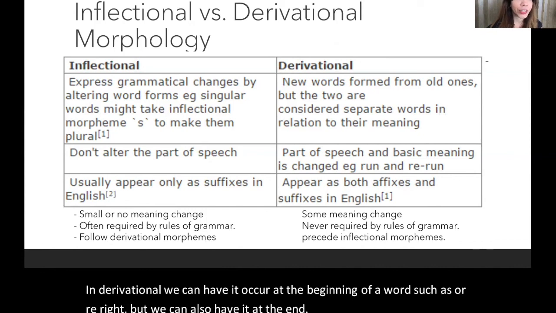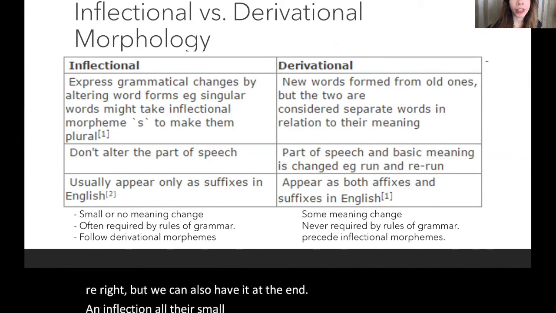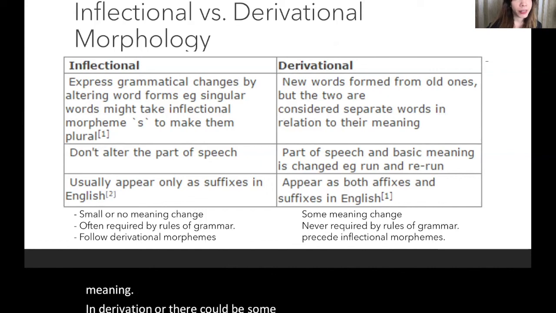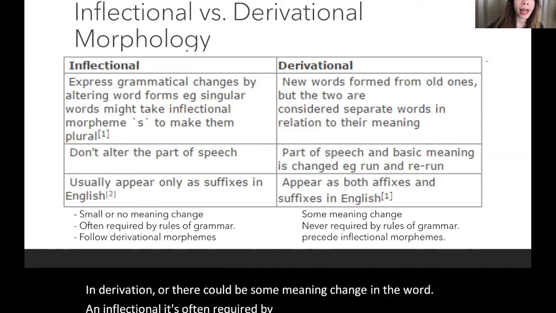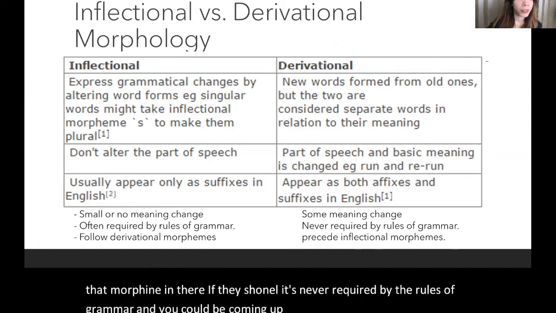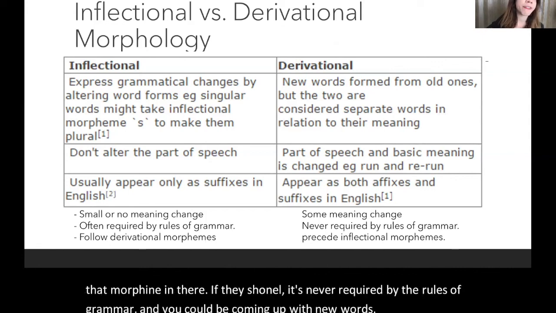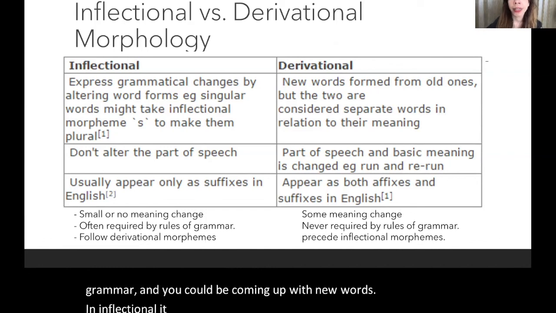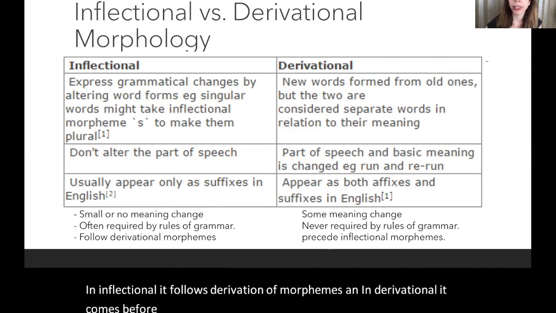In inflectional, there's small or no change in meaning. In derivational, there could be some meaning change in the word. In inflectional, it's often required by the rules of grammar that you add that morpheme. In derivational, it's never required by the rules of grammar, and you can be coming up with new words. In inflectional, it follows derivational morphemes, and in derivational, it comes before inflectional morphemes. And those are the core differences between these two types of morphemes or morphological structures.